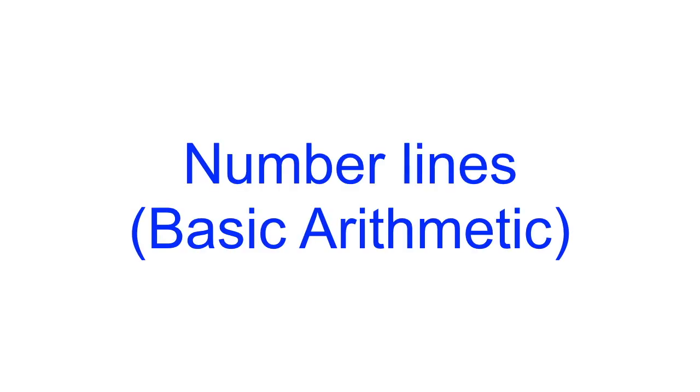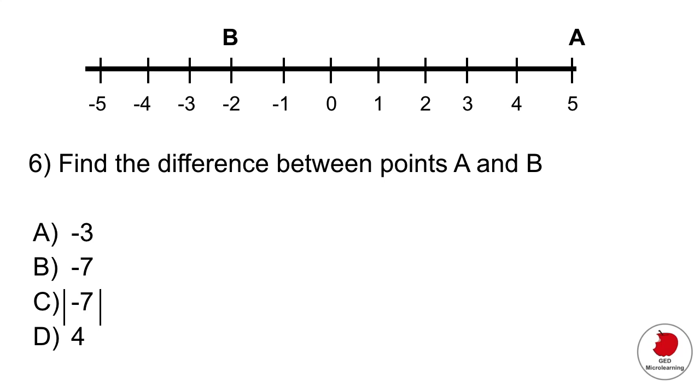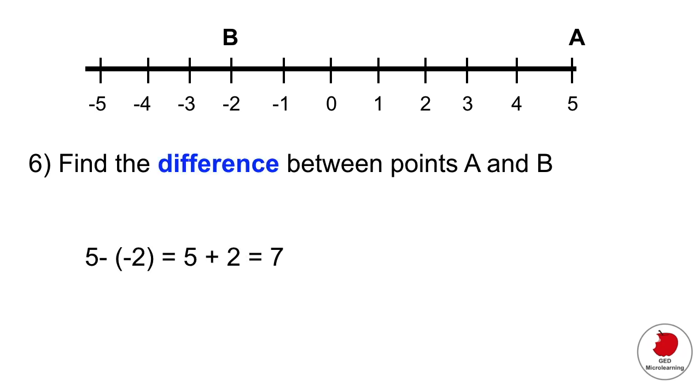All right, so this next section deals with basic arithmetic questions. Specifically, we're going to work on number lines. So here it asks you, find the difference between points A and B. All right, and the key word here in the question is difference. So difference means subtract. So what you have to do is subtract point A, which is worth 5, minus point B, which is minus 2. So you end up with 5 minus negative 2. Remember, when you have two negative signs, they become a positive. So this actually ends up being 5 plus 2.